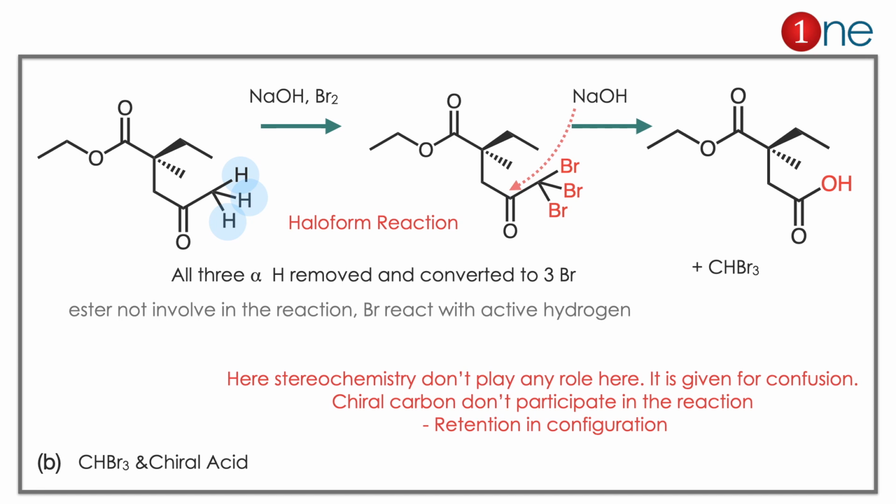Here the chiral center is given but the chiral center never participates in the reaction. Only the side chain is involved. It is given for confusion. The ester group is also given for confusion. It doesn't participate in the reaction. So the final product is clearly the chiral acid along with CHBr3. It is chiral because it is attached to 4 different groups. So the answer is clearly B.